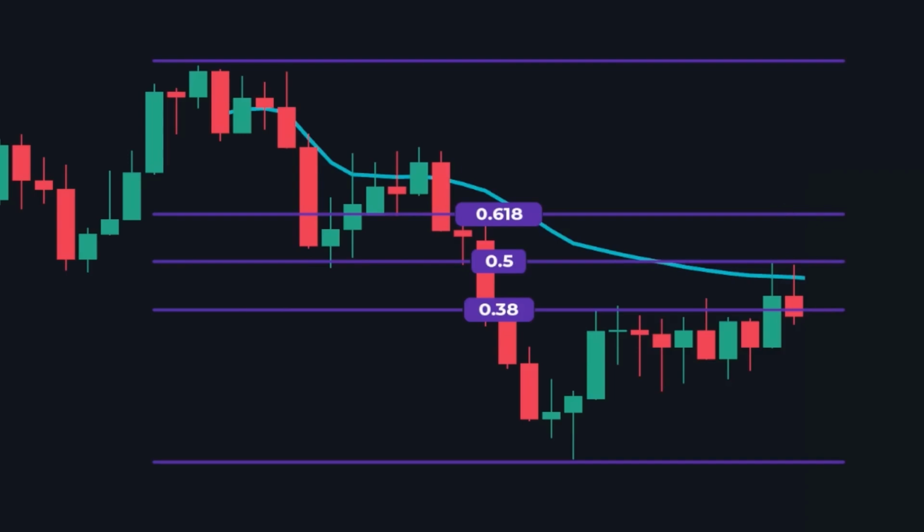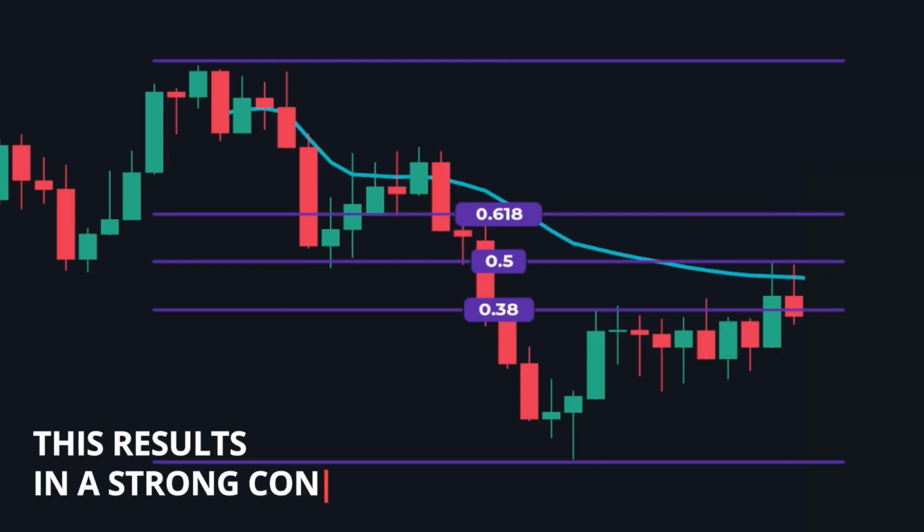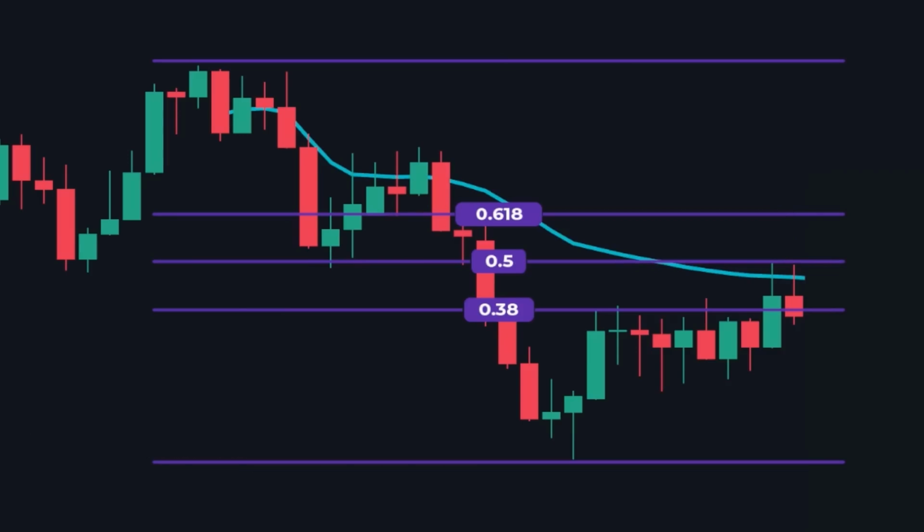As the price pulls back and stalls at the anchored VWAP, we see that it coincides with the 50% Fibonacci retracement level. This results in a strong confluence of the anchored VWAP and the Fibonacci level. Additionally, an inside bar pattern increases the likelihood of a successful trade. This setting creates a high probability sell trade.